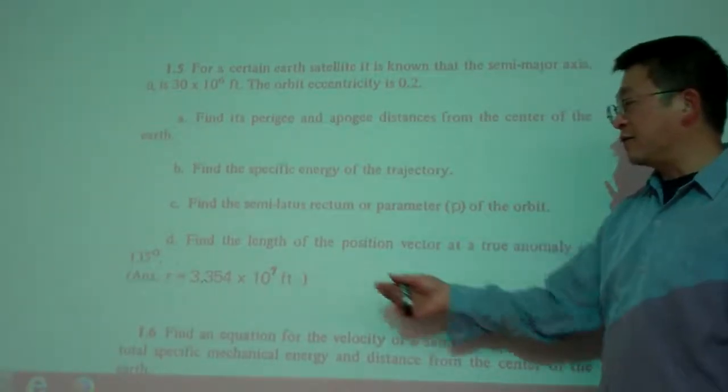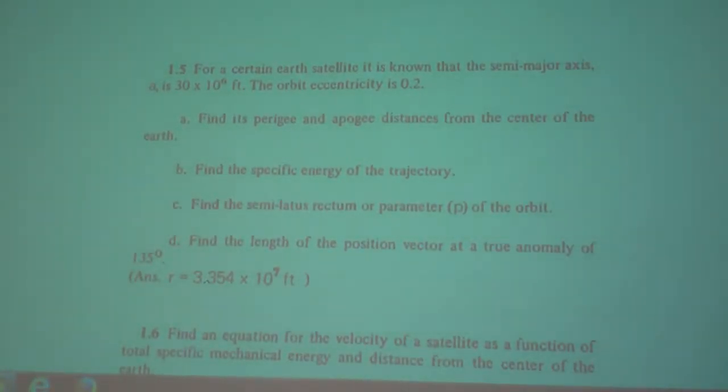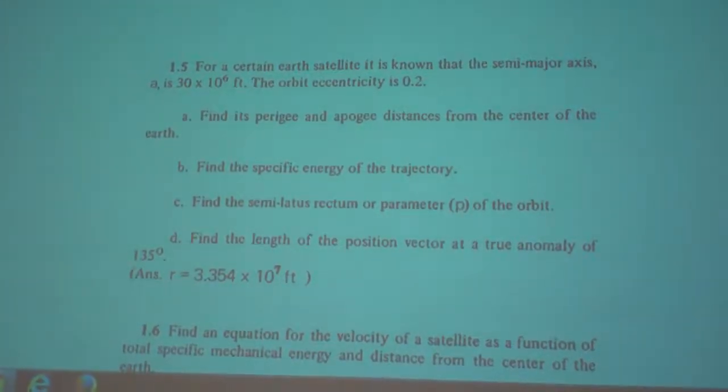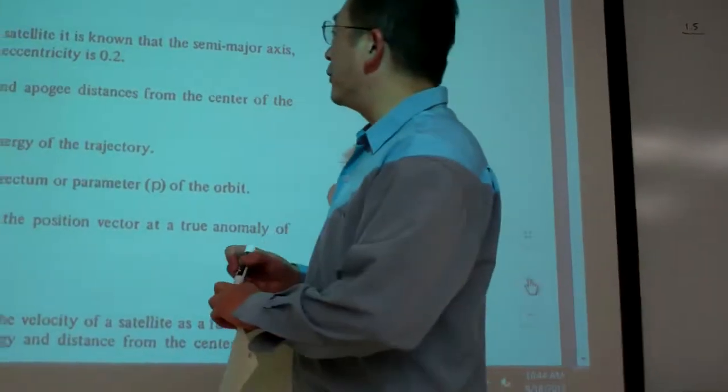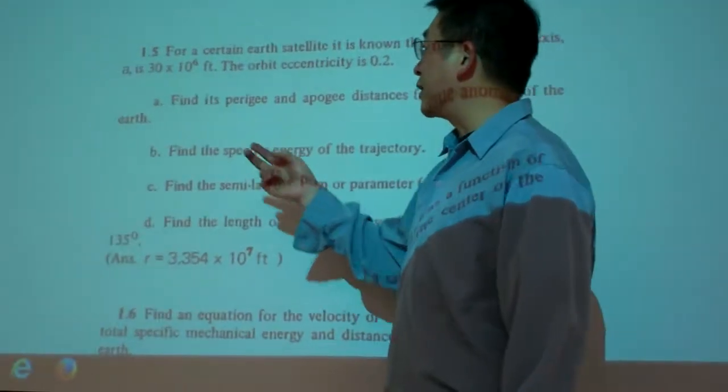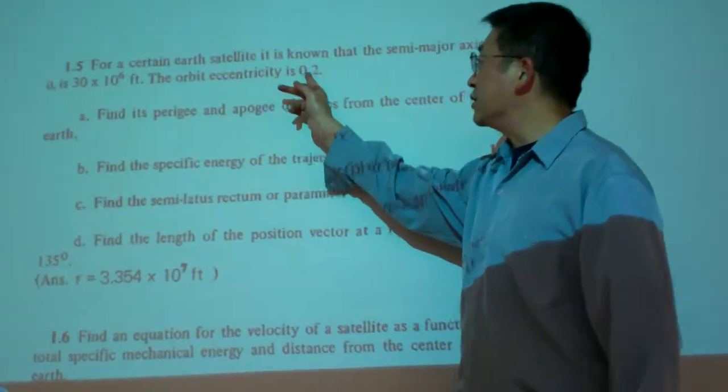the answers, but definitely no solution process. So we do this one by one. So for the first one, 1.5. So here you can see for whatever the orbit, it provides two pieces of information. One is A, one is E.